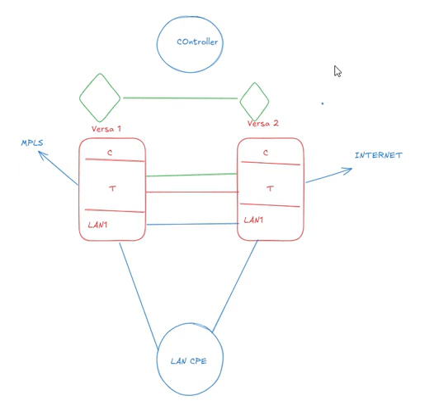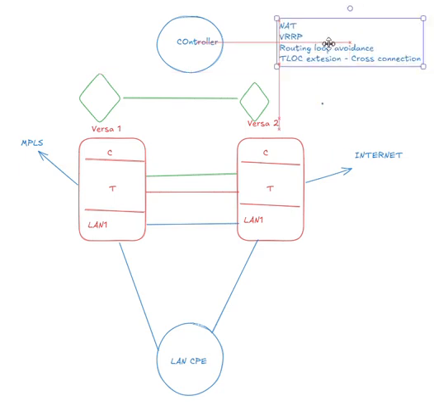And when we deploy the devices, we will see that all of these things that we discussed earlier, like NAT, VRRP, routing loop avoidance, and cross connection, like the TLOC extension, all these parameters will be configured automatically by the Versa router.